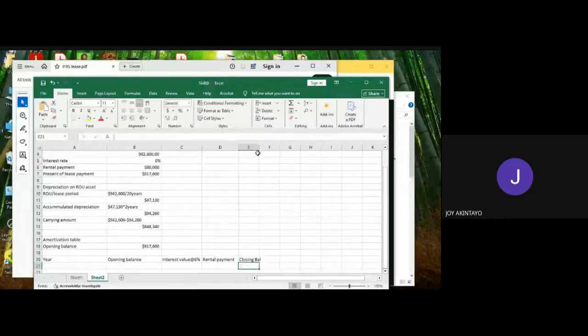So now let's proceed. So year one, we are calculating for 2 years. Year one, what's the opening balance? This is our opening balance for year one. Abi. So interest rate 6% of the opening balance. How much is that? 6% on our opening balance. How much is that?